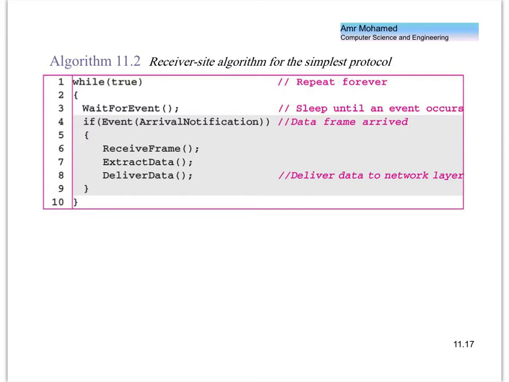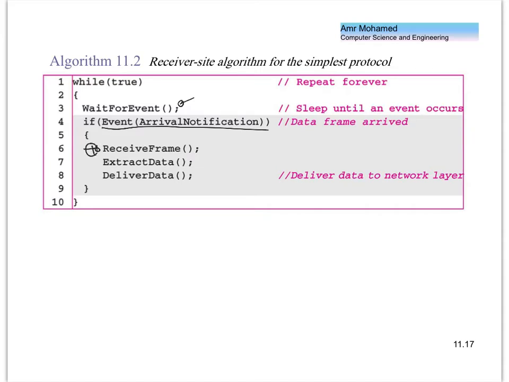At the receiver side, same thing. You do the mirror operation. Again, you wait for an event. You sleep until an event happens. In this case, the event comes from the physical layer, saying that there is a frame that you need to deliver to the network layer. You make sure that this is the arrival notification of that frame. If that happens, then you receive the frame from the physical layer.